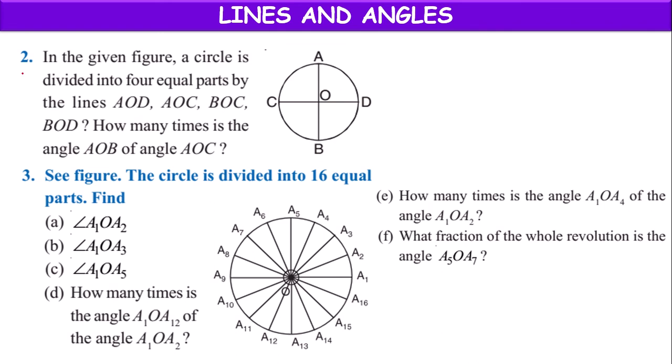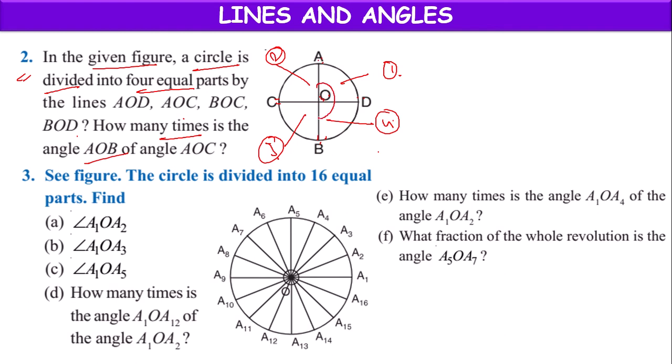Next children, second question. In the given figure, a circle is divided into 4 equal parts. AOD first part, AOC second part, BOC third part, BOD fourth part. Like that it is divided into 4 parts. Now the question is, how many times is angle AOB of AOC? AOB, this total angle, is how many times of AOC?